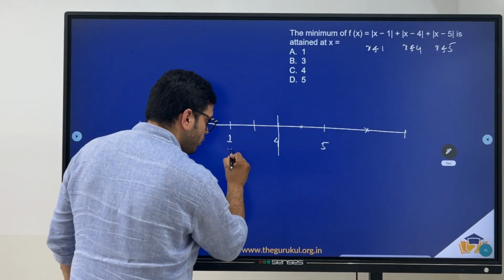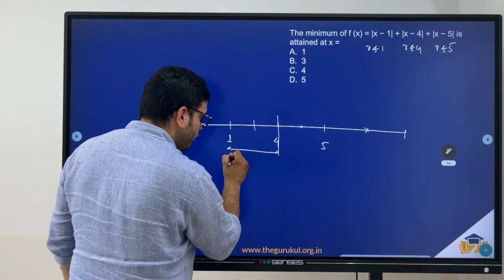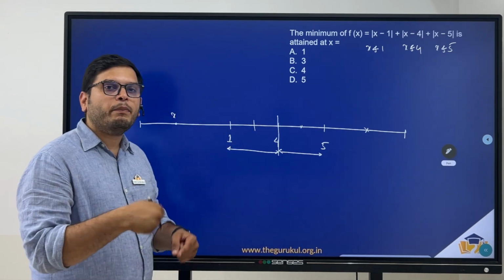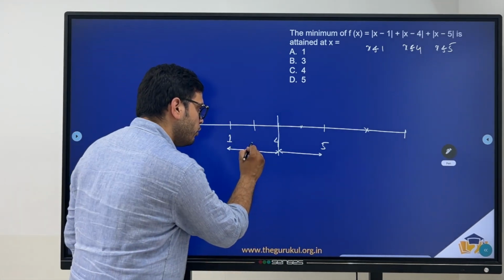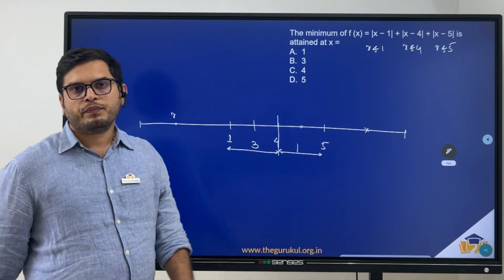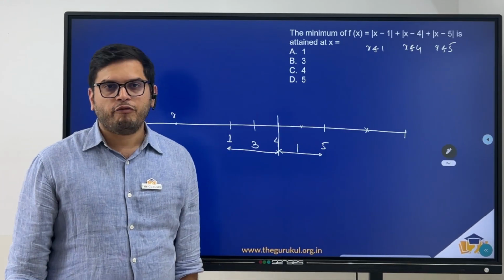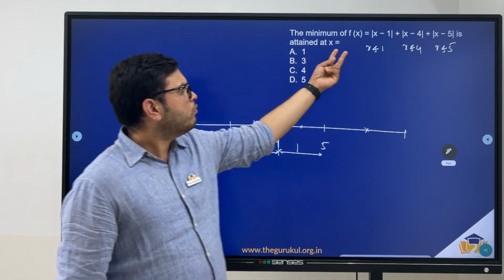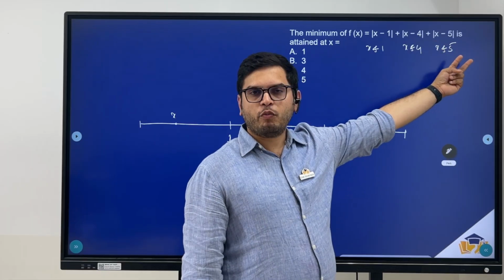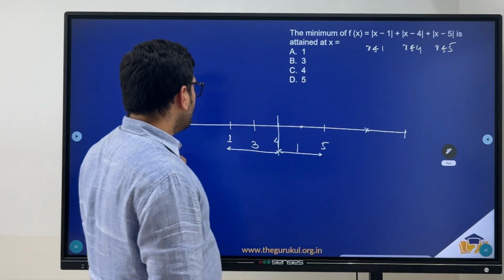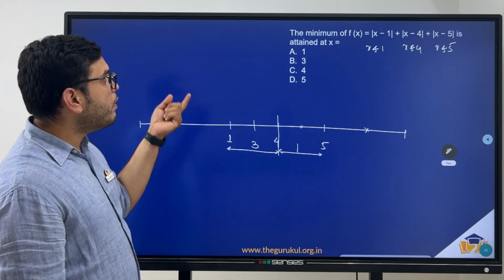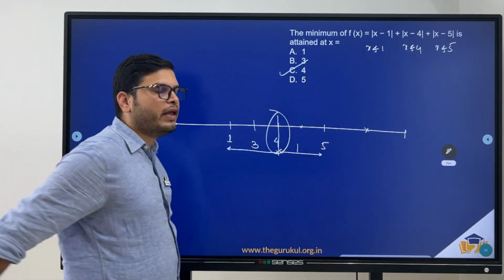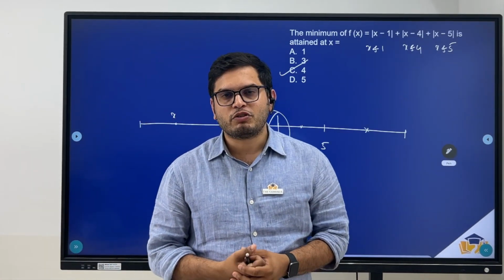Then the value of f of x would be this plus this. There won't be any repetition of distance. So what is this value? 3 and this is 1, right? So the answer for this question should be 4, right? So if you replace the value of x as 4, 3 plus 0 plus 1, 4, right? So what was asked? The minimum of f of x is attained when x is equal to 4. Hence option C should be the answer to this question, right?